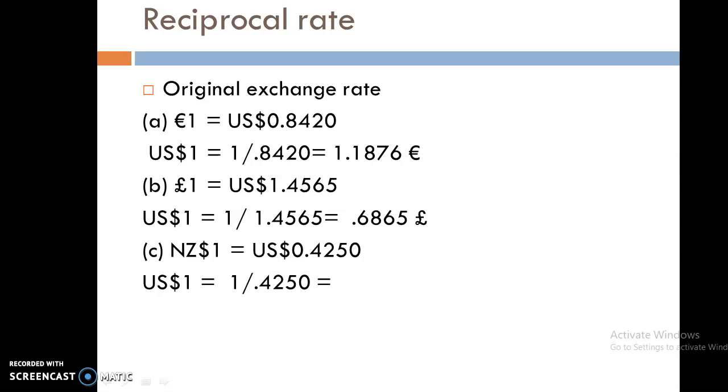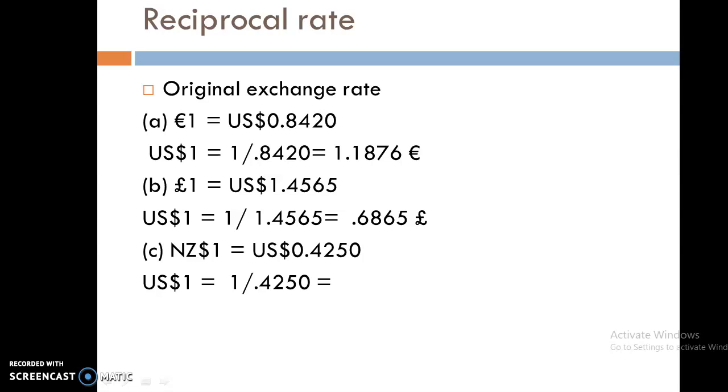1 euro equals US dollar 0.8420. So here you want to calculate what will be the value of 1 US dollar in terms of euro. Then you can do the reciprocal rate calculation here. $1 equals 1 divided by 0.8420. You get 1.1876 euro. So this is known as reciprocal rate.